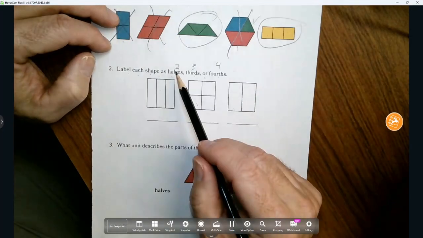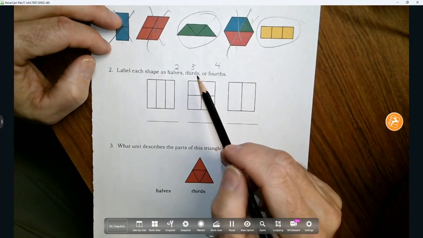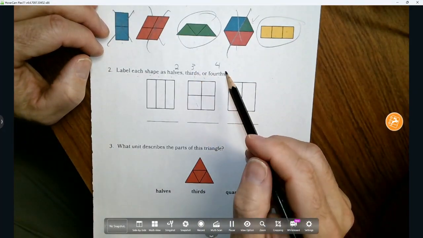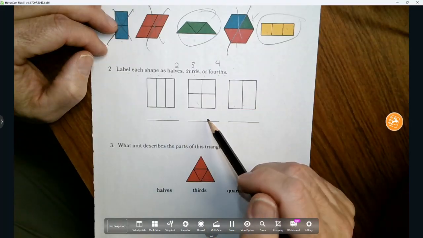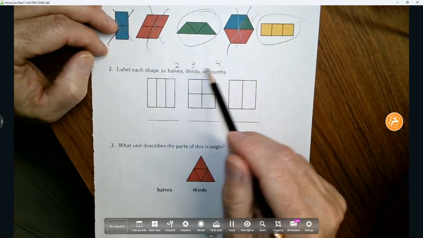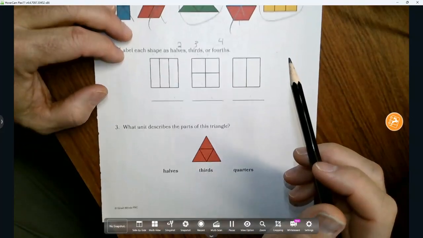Which shape has 2 pieces, which is halves? Which shape has 3 pieces, which is thirds? And which shape has 4 pieces, which is fourths? Go ahead and write on the line, not the numbers. Use the words halves, thirds, and fourths.